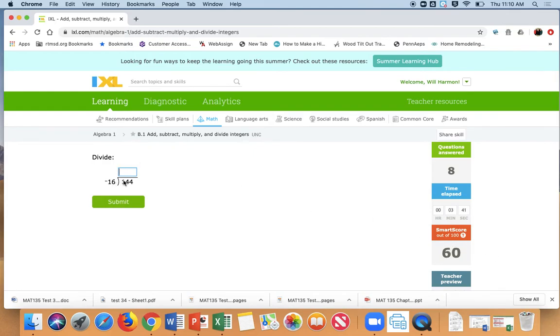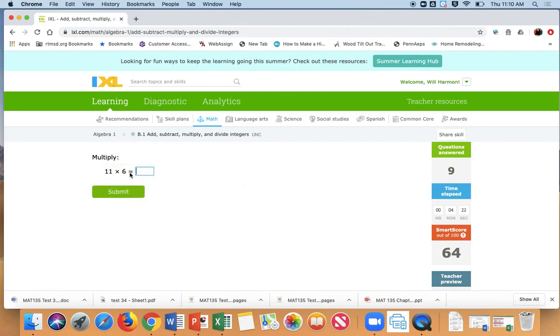So negative 16 divided into 144. Okay, so we first know this is a negative and that's a positive. So I know my answer is going to be a negative. All right, and now I have to figure out how many times it goes in. One way is you could check using your calculator. Okay, and I believe the answer is 9. And I can check that by doing negative 16 times negative 9 and seeing if that is 144.